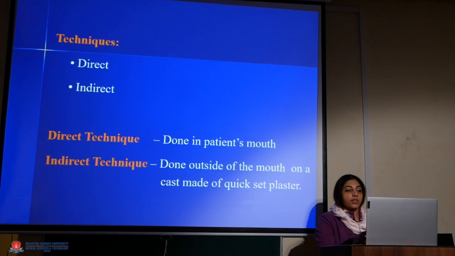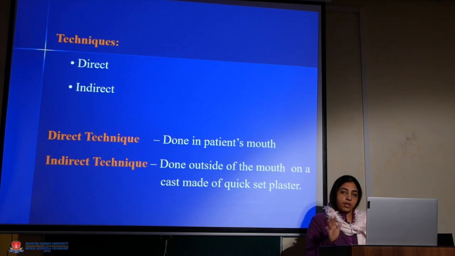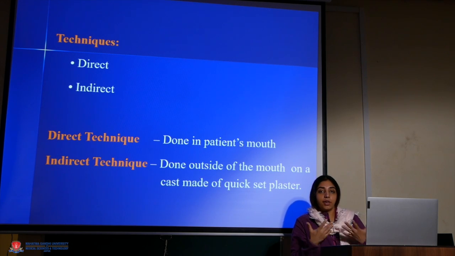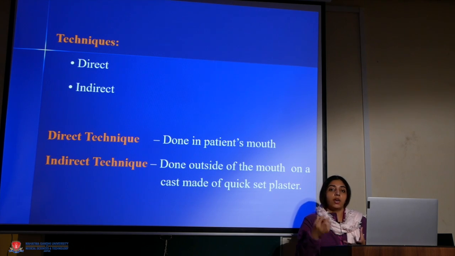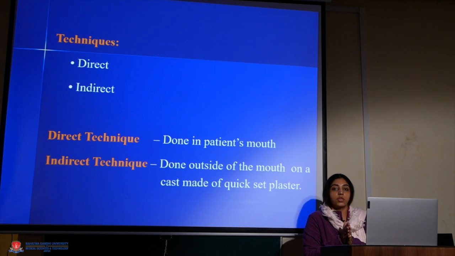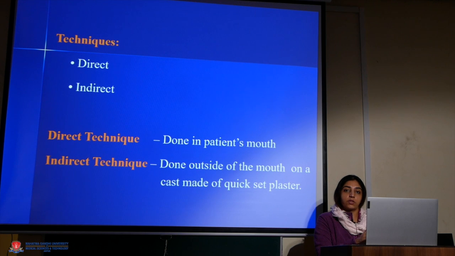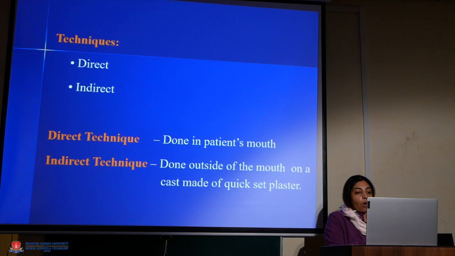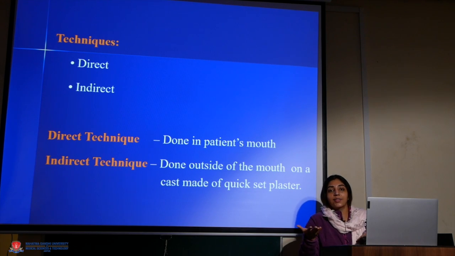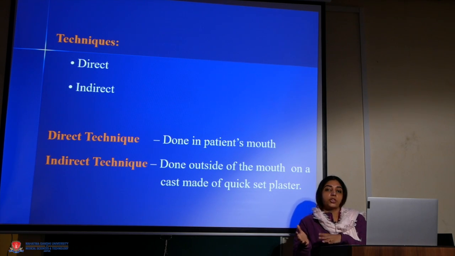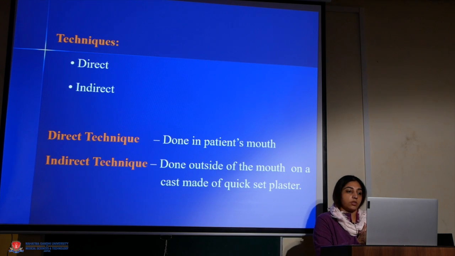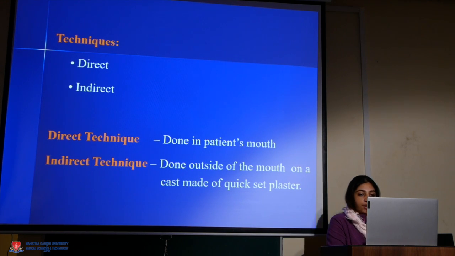Now we have two ways of doing this, and this is a generic term. Whenever we say direct technique in prosthodontics, it means we are working directly in the patient's mouth. And whenever we say indirect, it means we are working outside the patient's mouth. So there are two ways of making a provisional restoration. Either I go direct into the patient's mouth and fabricate it, which comes under the category of direct technique, or I make an impression, pour a cast and fabricate it outside the patient's mouth and then cement it into the patient's mouth. That becomes an indirect technique.